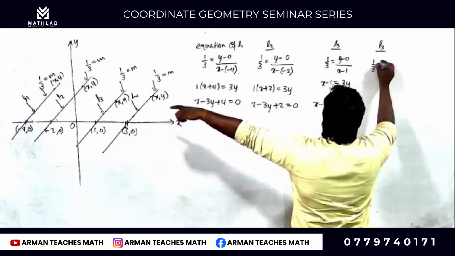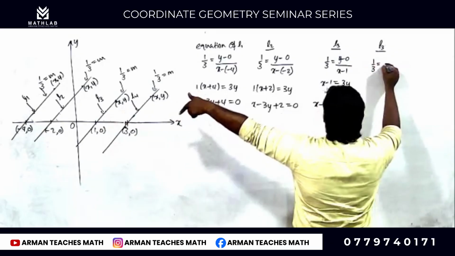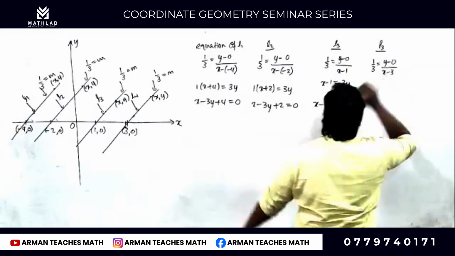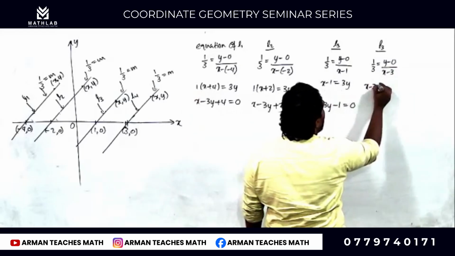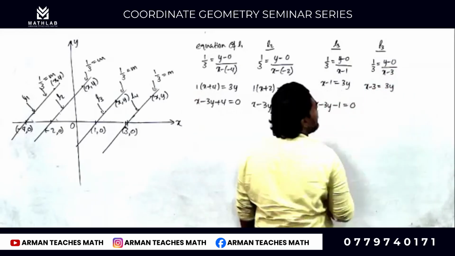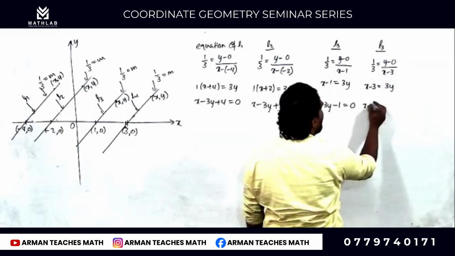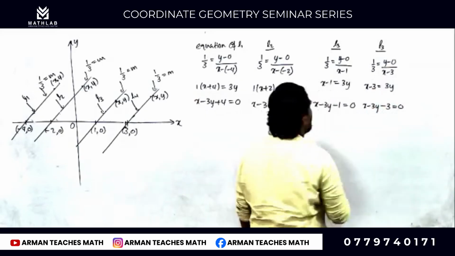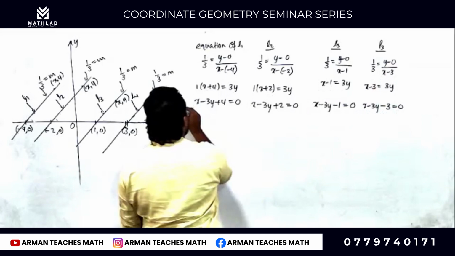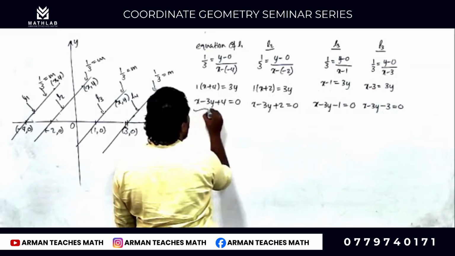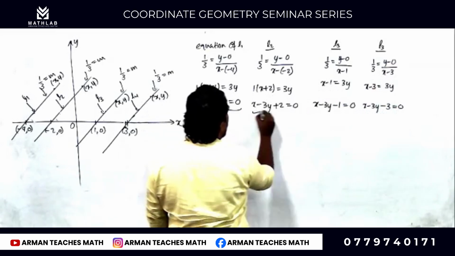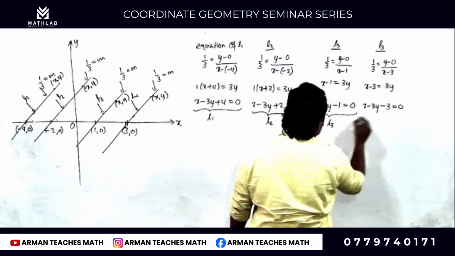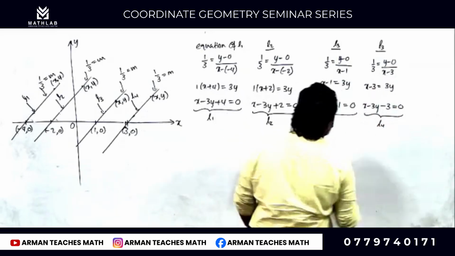Gradient is equal to difference of y coordinates, y minus 0, divided by x minus 3. So we get x minus 3 equals 3y. So we get x minus 3y minus 3 equals 0. This is the equation of L1. This is the equation of L2, equation of L3, equation of L4.